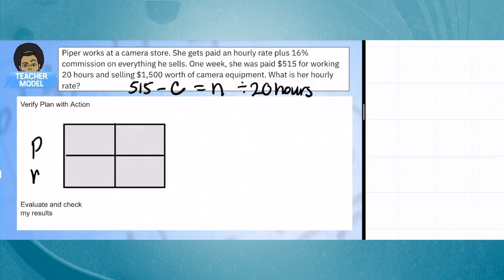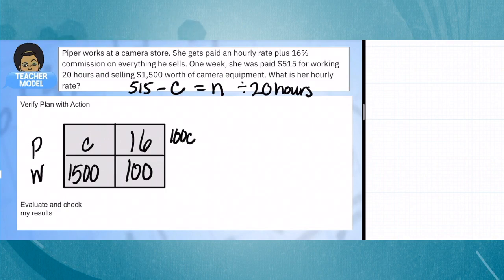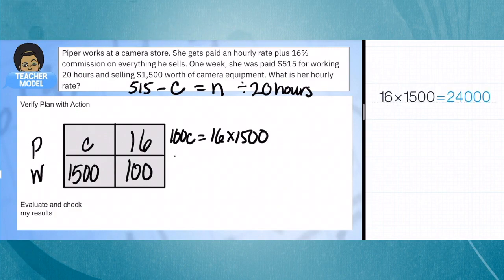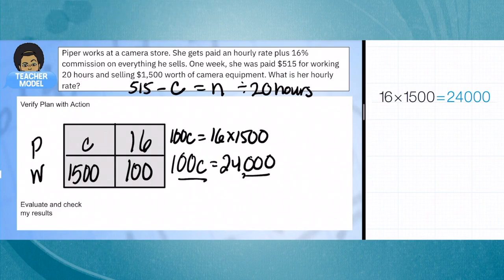All right, this is going to be a simple part to whole ratio because we want 16% out of 100. And 100% would have been the $1,500 worth of camera equipment. I'm going to use a C for commission here. So 100C is equal to 16 times 1,500. And that's going to give us 24,000. And we can divide both of those by 100. And so her commission was $240.